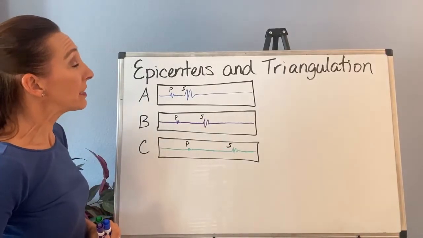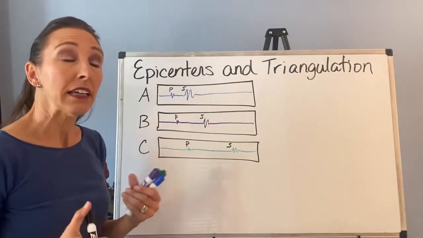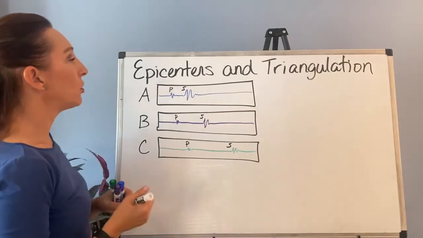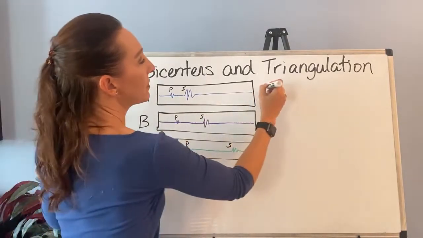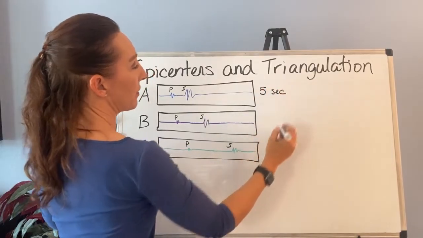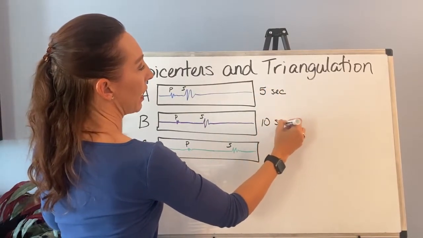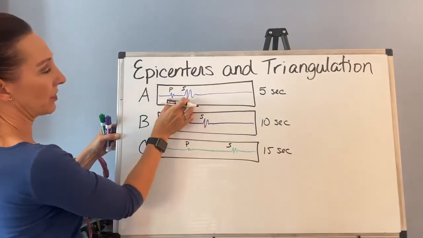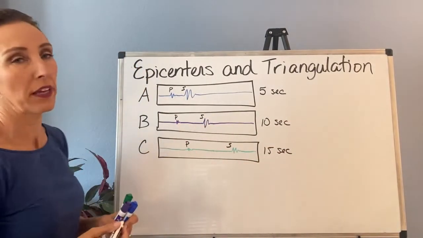All right, so our P and S wave gap is going to relate to how far away the earthquake was. Let's just say that this is a 5-second gap, and this is going to be a 10-second gap, and this is going to be a 15-second gap. You can see that they get bigger and bigger and bigger as we go down here.